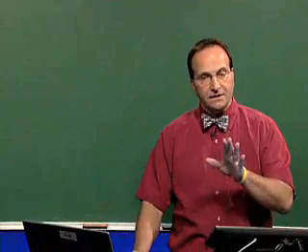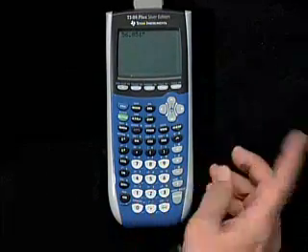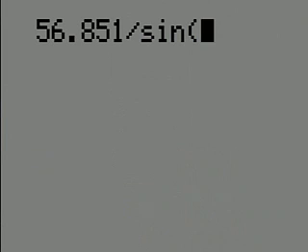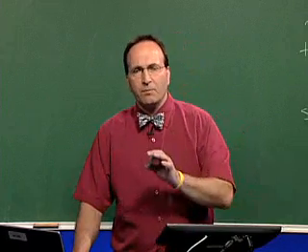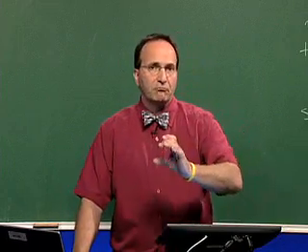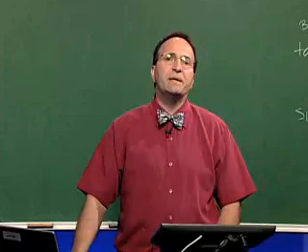So I take the side of 56.851, and I divide that by the sine of 42.0892, and I get that it's approximately 84.816 centimeters. And I, of course, rounded that off to three decimal places, as we were given in the original problem. Now, the only other missing part that we have here would be angle A.